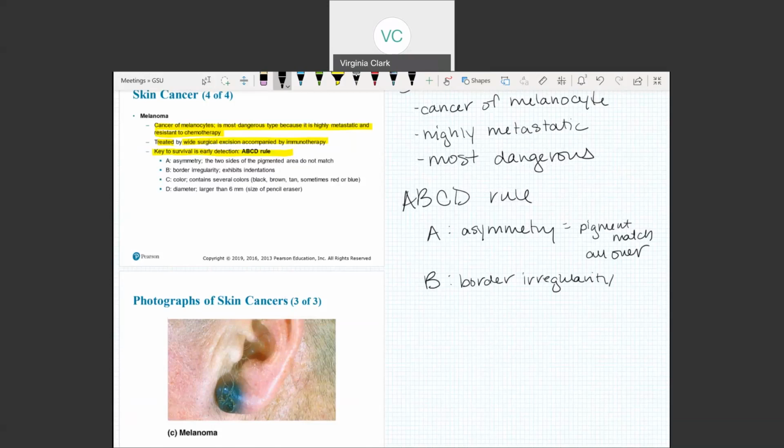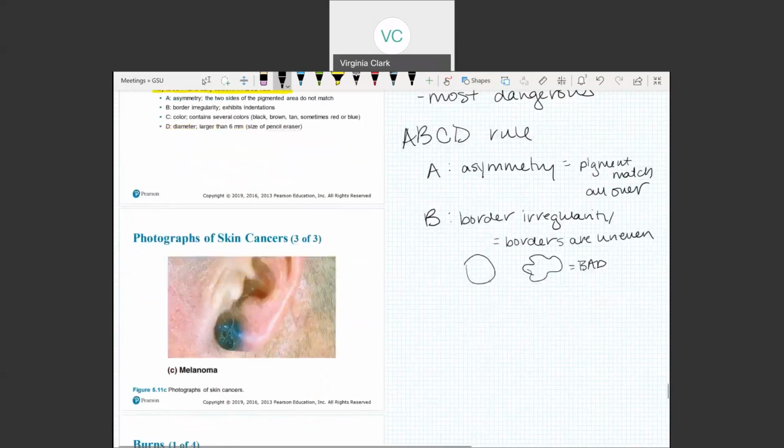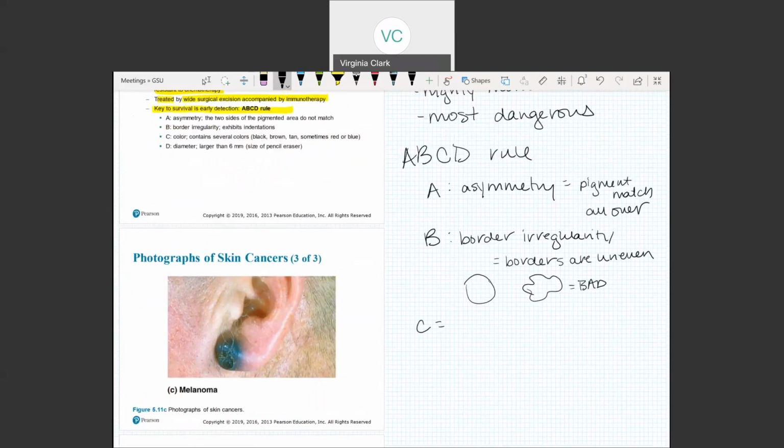And this means the borders are uneven. So what is the shape of it? If it is going to be perfectly round, much better. But if it is in a shape where the borders are uneven, this is going to be very, very dangerous. Okay, border irregularity.